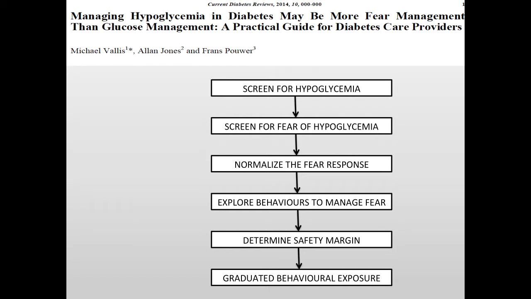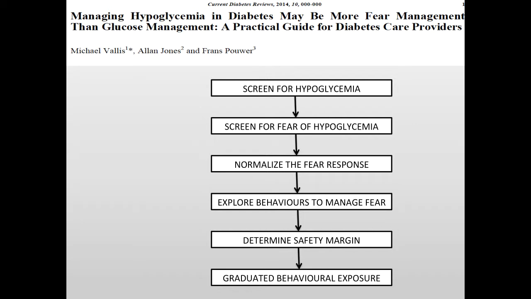When you encounter fear of hypoglycemia, then the following steps are helpful. First, normalize the fear response. Let the person know this makes perfect sense so they can understand their behavior, so they can accept their behavior. They don't have to feel bad about their behavior. Because as we've just illustrated, if the limbic system is screaming out, this is a scary event, then it's normal to run away from it. Once you've normalized that, then you start to explore, well, how do you manage your fear? What is it that you do to keep your fear at bay?